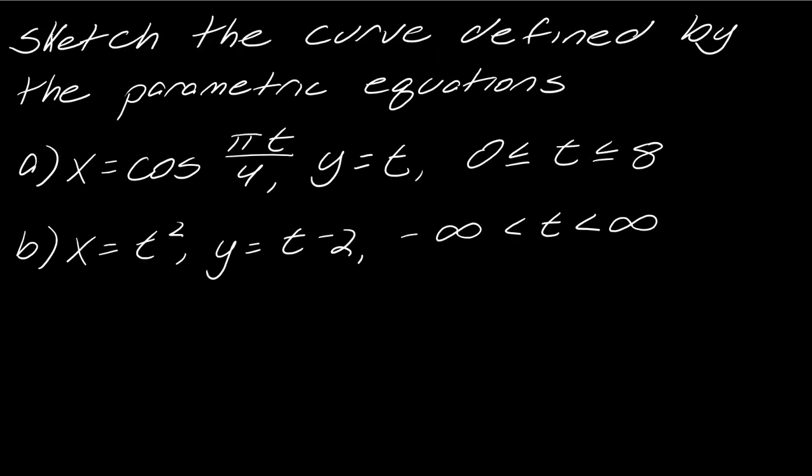Okay, so first things first, let's get used to how these are graphed. We're going to sketch two curves here. The first one is x equals cosine of pi t over 4 and y equals t, where t will be between 0 and 8. And then the second one will be x equals t squared, y equals t minus 2, and t will be between negative infinity and positive infinity.